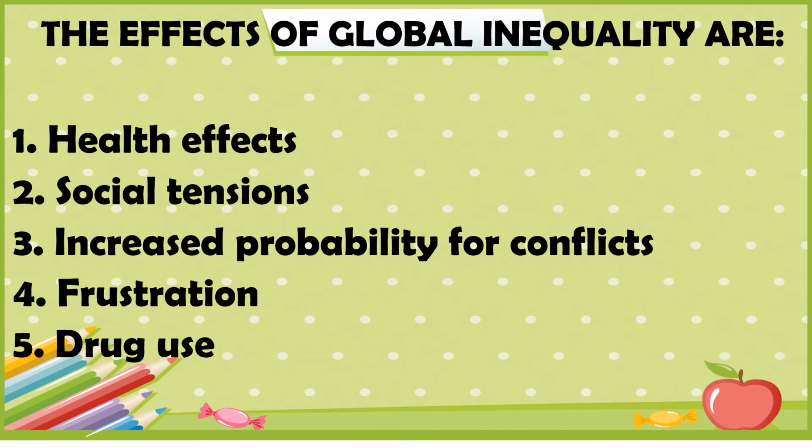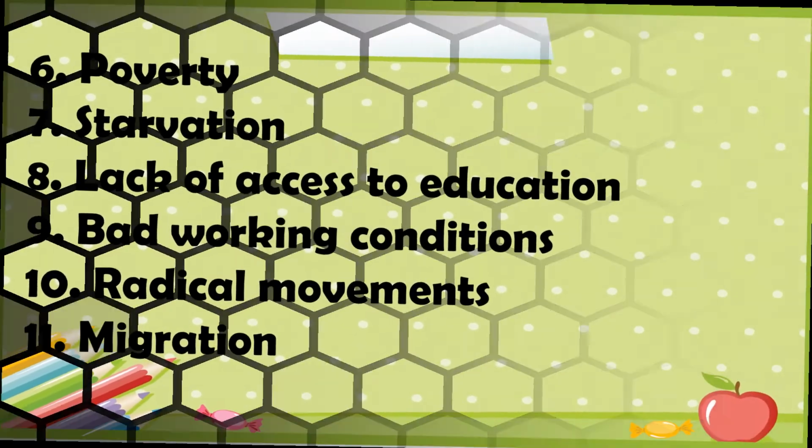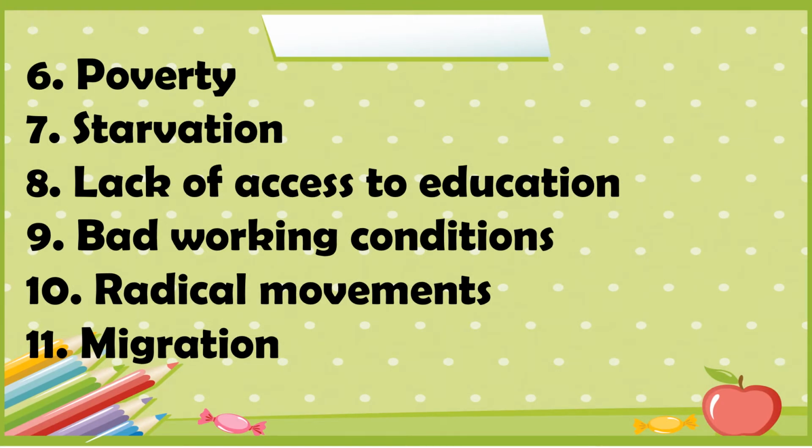The effects of global inequality are: first, health effects; second, social tensions; third, increased probability for conflicts; fourth, frustration; fifth, drug use; poverty, starvation, lack of access to education, bad working conditions, radical movements, and the last one is migration.